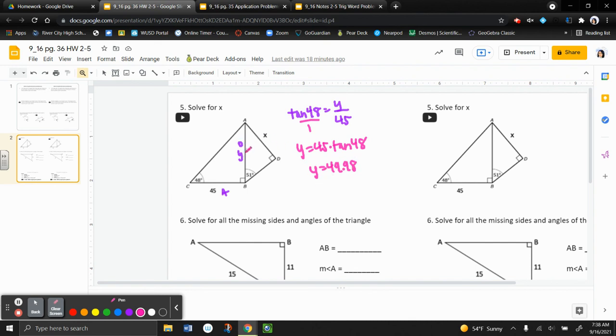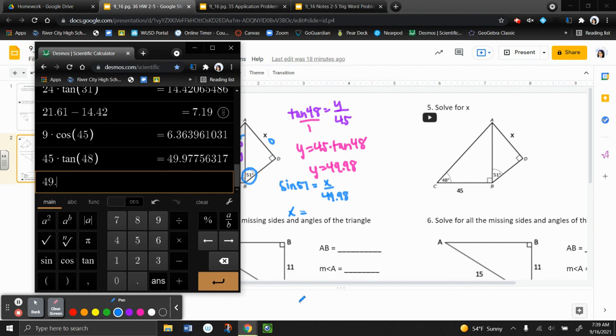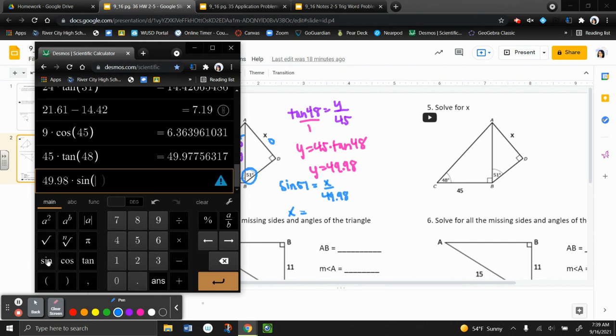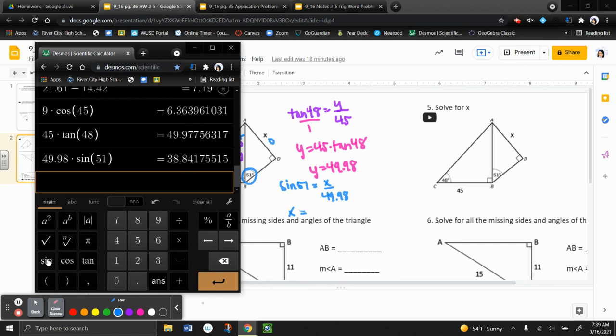Okay, now that we have that, now we can use that to solve for x. So using this as my reference angle, this is opposite, this is now my hypotenuse, so OH is going to be sine, and it's going to be x over 49.98. So again, cross multiply, you're going to end up just multiplying. So 49.98 times sine of 51, 38.84.